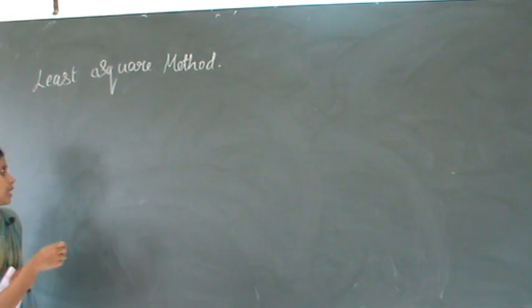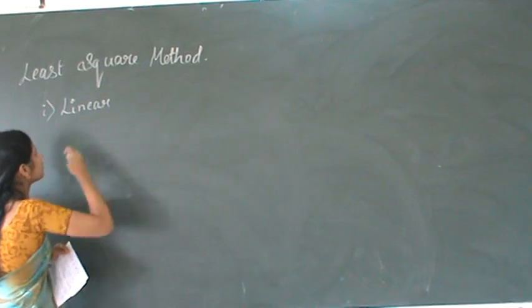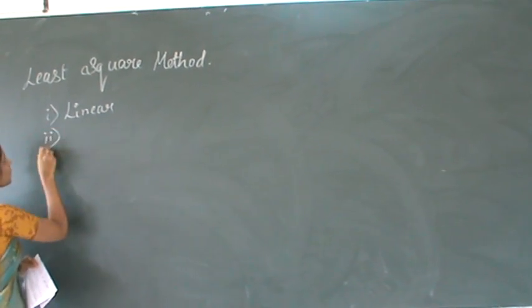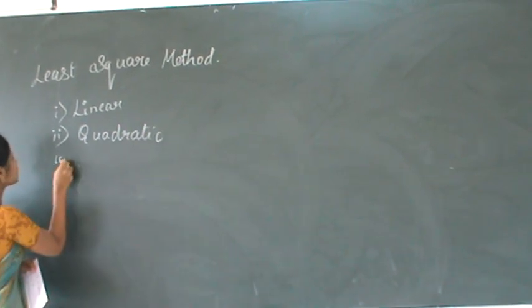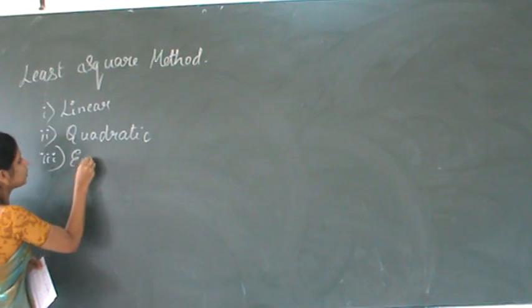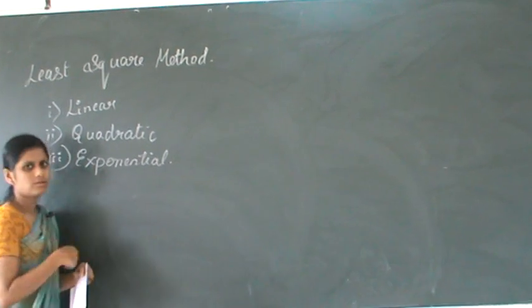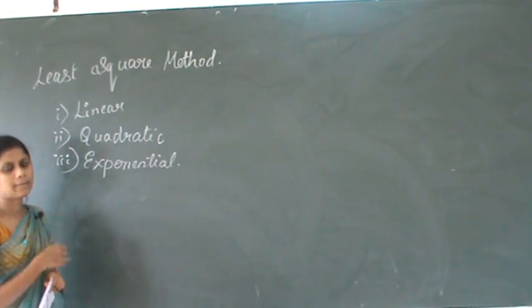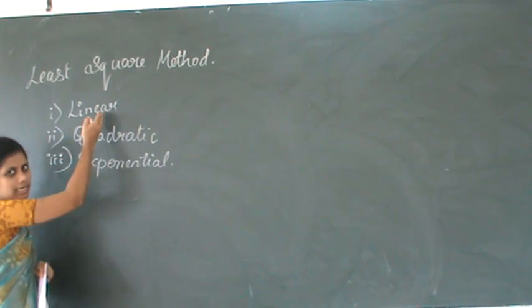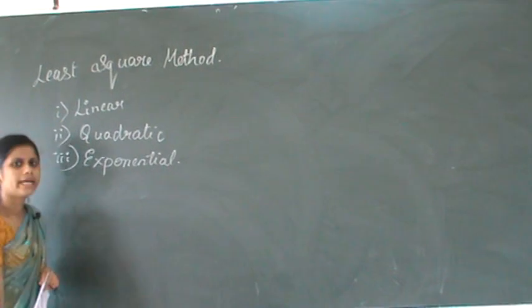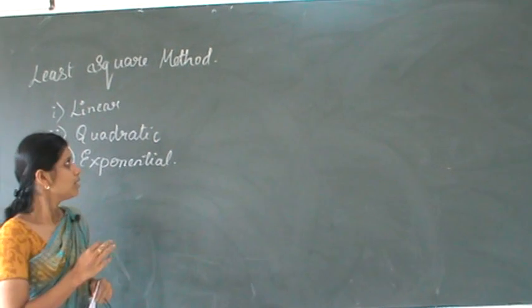The equations which are used are, first one, linear equation, then second one, quadratic equation, and third one, exponential equation. So here we are going to fit mathematical equations for the time series data. The mathematical equations are linear equation, quadratic equation and exponential equation. In detail we are going to discuss in further sessions.